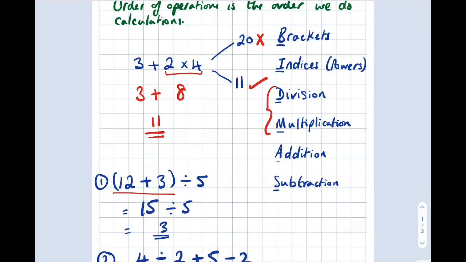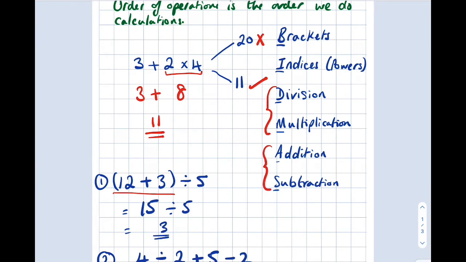Just because division comes first or before multiplication on the list, that doesn't mean you need to do that first. I always say work from the left-hand side and work your way through to the right, and then take it from there. Same as addition and subtraction. So those go together really.